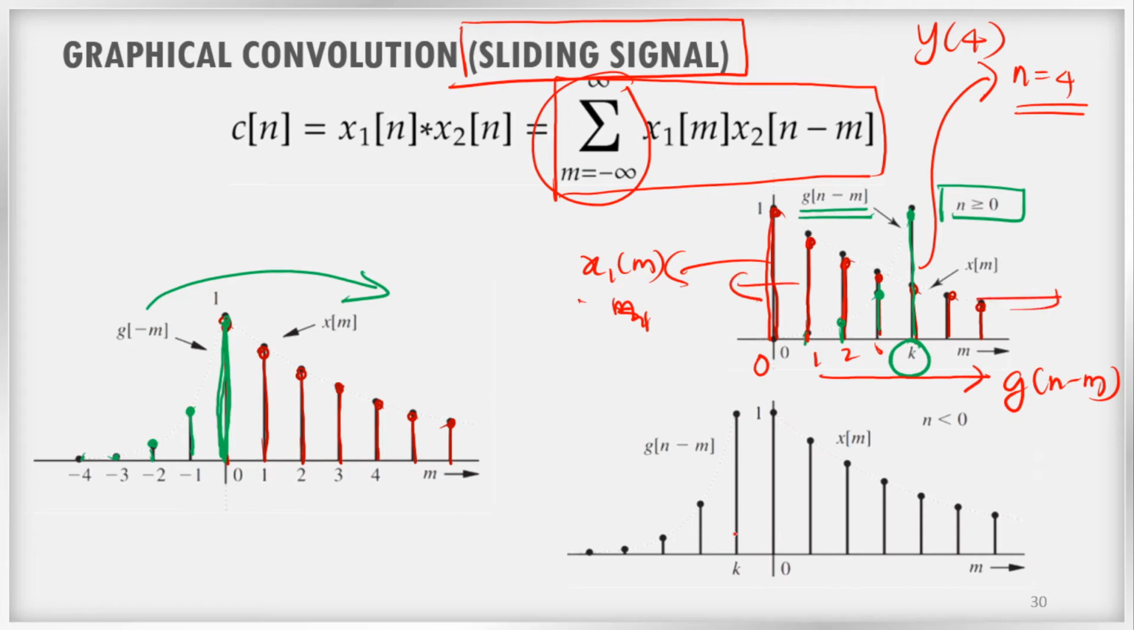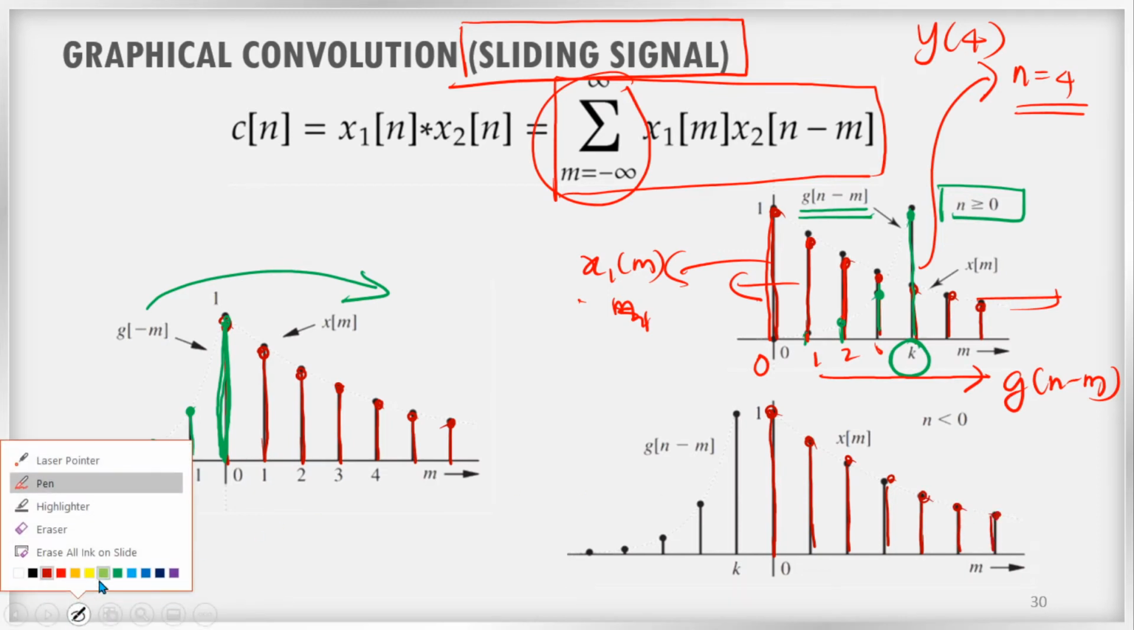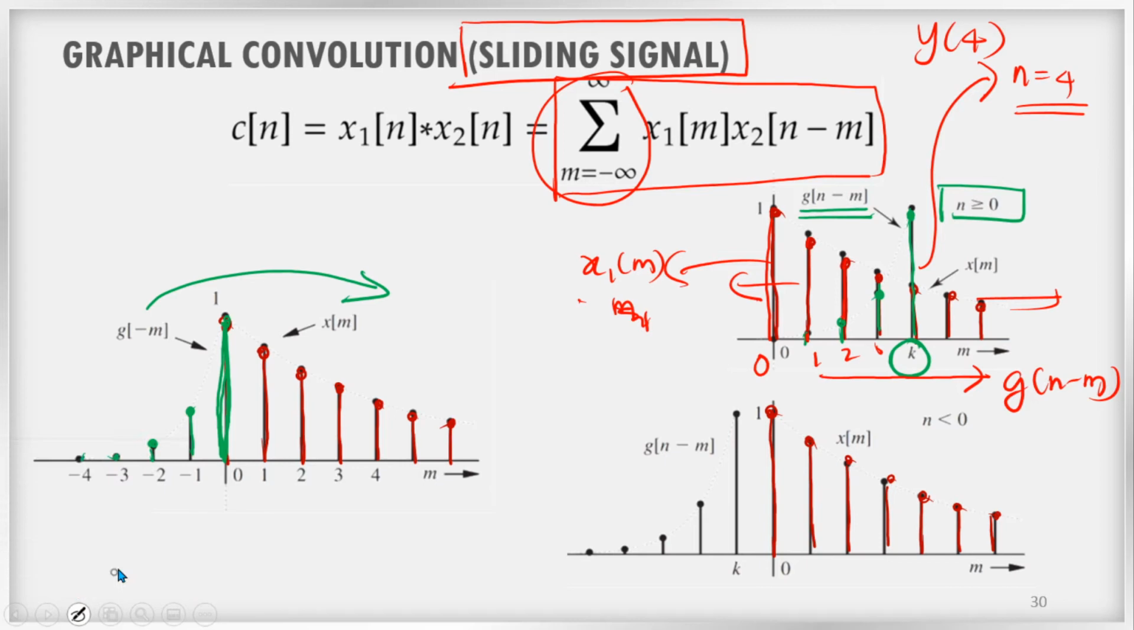So see, in this example, what I have done is I have shifted to the left. So this is my same x of m. I am marking with the red color. This is my x of m, right? And my g of n minus m is shifted to the left because n is negative, right? So it is shifted to the left. So the signal came here. Okay, starting point of the signal came here, and it is like this, right? Now if I multiply each other, what happens?